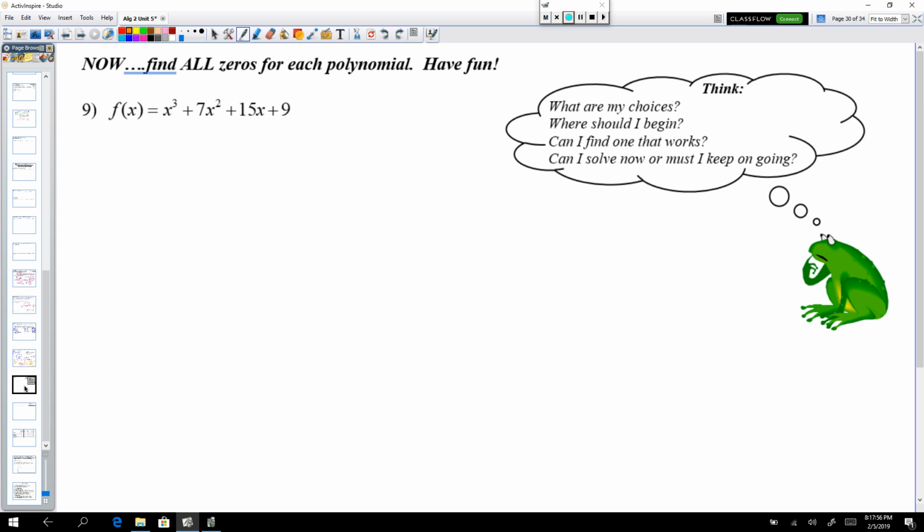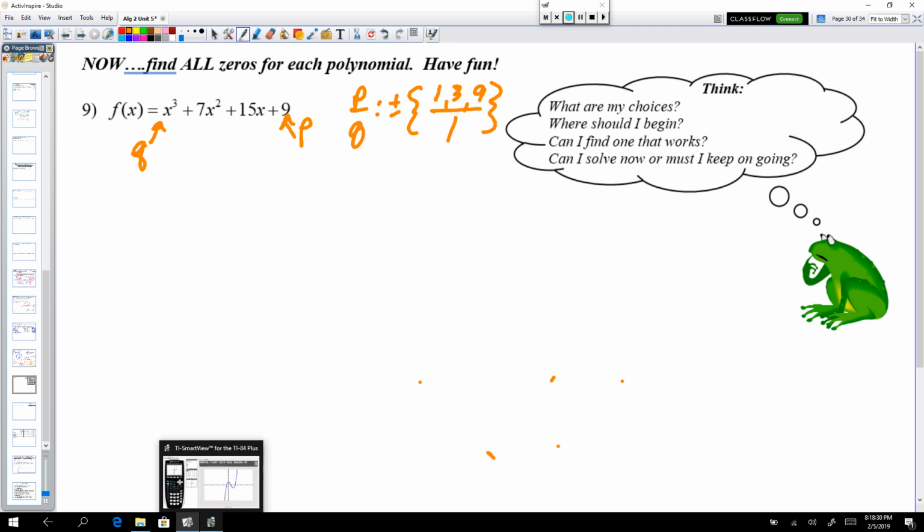Now, question number 9 is a cubic, so I'm expecting a total of 3 solutions. Let's figure out what my choices are. So if this is P and this is Q, P over Q must be plus and minus, let's see, what multiplies to 9? 1 and 9 and 3 times 3. Those are all the factors. And the only things that multiply to 1 are 1. So positive and -1, positive and -3, positive and -9. I'm going to go take a look at my calculator and see if I can confirm any of those.